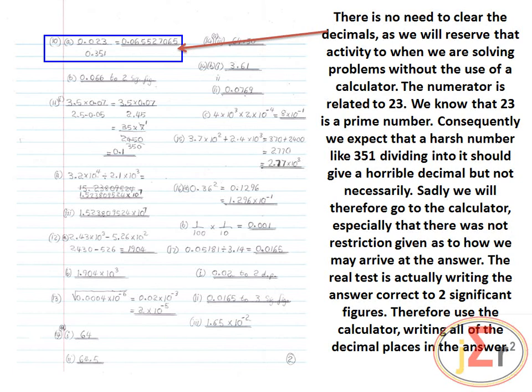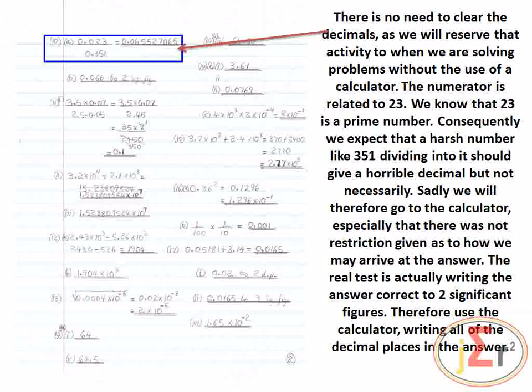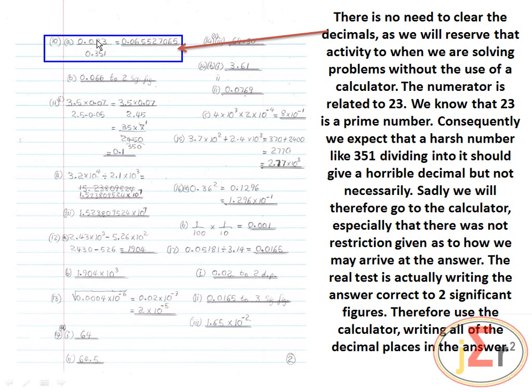The real test is actually writing the answer correct to two significant figures. Therefore, use the calculator, writing all of the decimal places in the answer. So we will use our calculator because we are sure by the composition of these numbers that we will not get a relatively simple fraction, or that the fraction will not be easily reduced. In this particular case, we will write down all of the digits that are supplied by the calculator. Perform the operation and write down every digit supplied by the calculator.